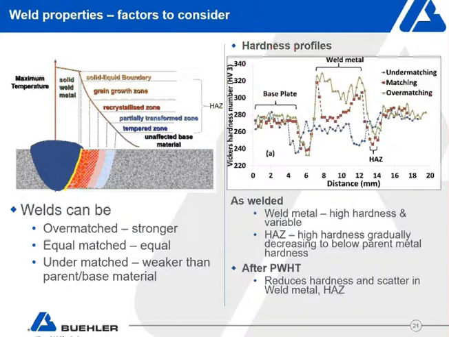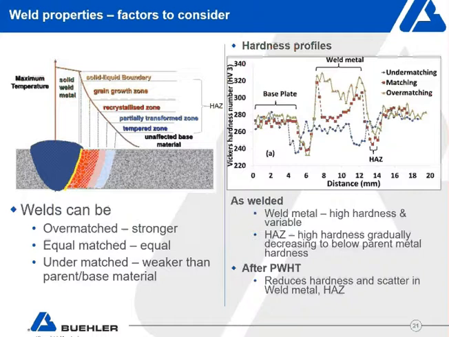So typically on a welded component, depending again on whether it is over, equal, or undermatched, you'll have high hardness within the weld. And the heat-affected zone will always have high hardness, gradually decreasing to below the parent metal. And for a weld, typically you'd take it through a post-weld heat treatment, and that serves to reduce the hardness and scatter in the weld metal and the heat-affected zone.